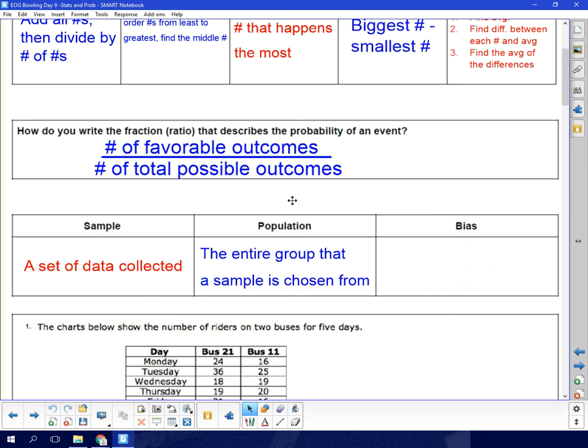The population is the entire group of people that the sample was chosen from. So if you're trying to survey 7th grade students, you might survey 50 of them, but you're trying to represent all 220 of them in that 50 number right there. Then bias would be a sample that does not truly represent the population.